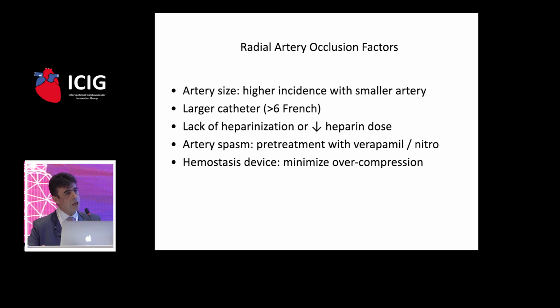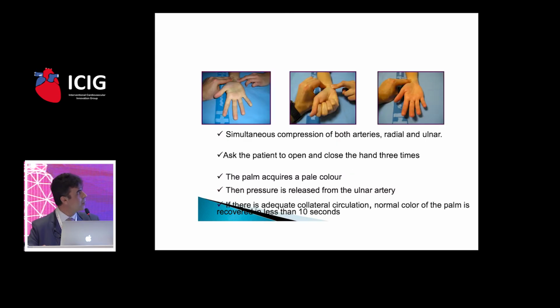Radial artery occlusion is one of the most common complications. It usually happens to about 8 to 10% of patients who have radial access. Most of them are asymptomatic and usually not recognized, and there are lots of factors that contribute to radial artery occlusion, including the catheter size, not using an adequate heparin dose, prolonged spasm as well, or overcompression with the hemostatic devices.